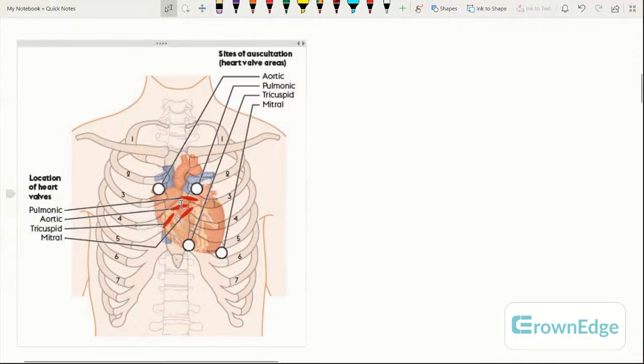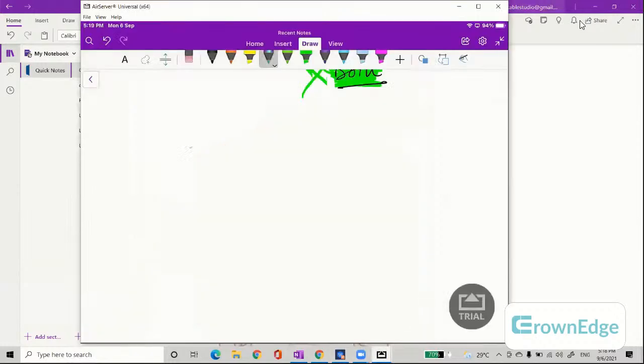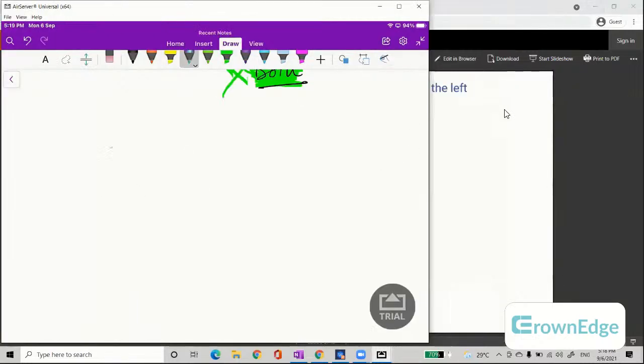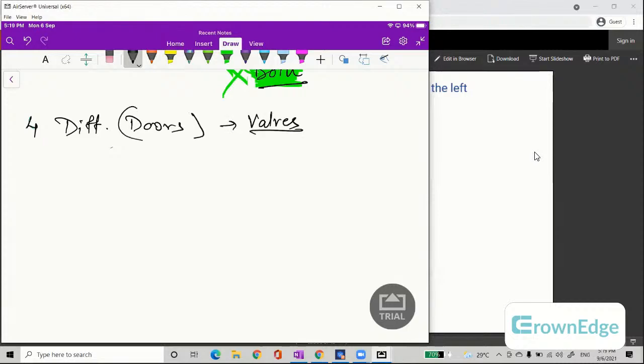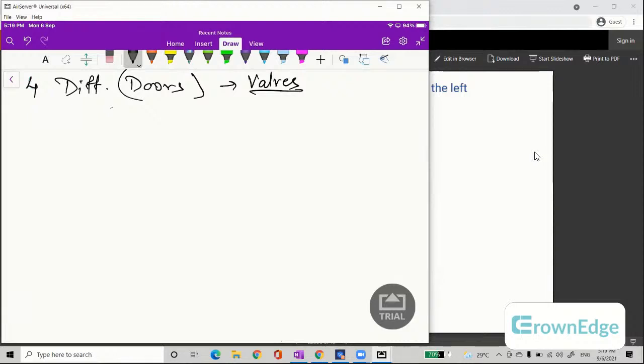Remember, in our heart we have 4 different types of valves. Valves are nothing but like a door. So we have 4 different doors. What are those 4 different doors? Let's talk about that. These doors are nothing but your valves from which the blood is going to enter the different areas of the heart.